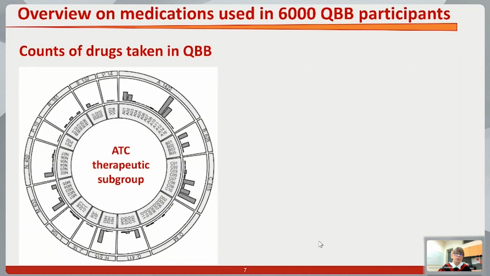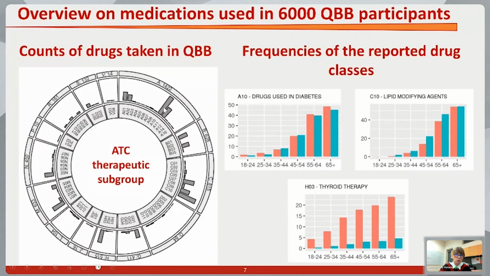We also looked further to understand what the majority of drugs are which the participants are taking, and we found that the A10 group, from the ATC therapeutic subgrouping, and also C10 are the most prevalent drugs taken in the population. A10 and C10 are drugs used in diabetes and also lipid modifying agents. We looked at the frequency of those drugs being taken, and you can see they are increasing over time, and more or less the distribution between females and males is similar.